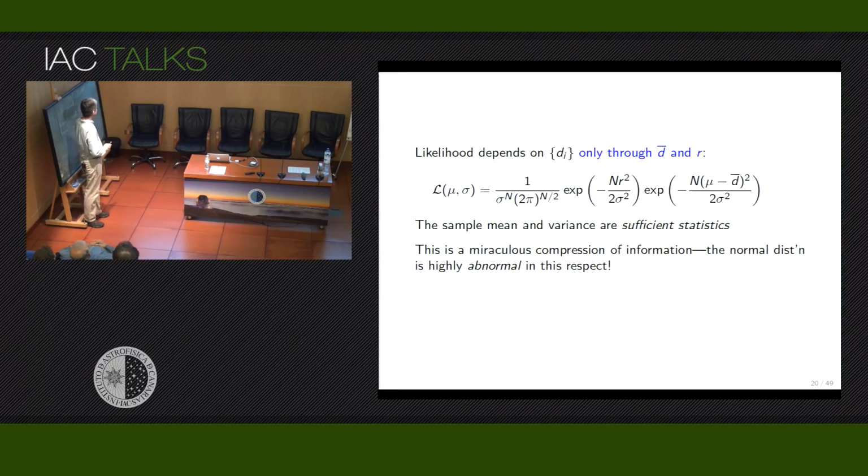And I just want to emphasize something that Jose also mentioned yesterday, that this kind of thing is just a miraculous compression of information, and it's entirely model dependent, and the normal distribution is highly abnormal in this respect. Jose gave you an example yesterday of the Cauchy distribution where this doesn't happen. Basically, anything outside the exponential family where the prediction appears linearly in an exponent-like term, anything outside of that, you don't have this kind of compression of information.